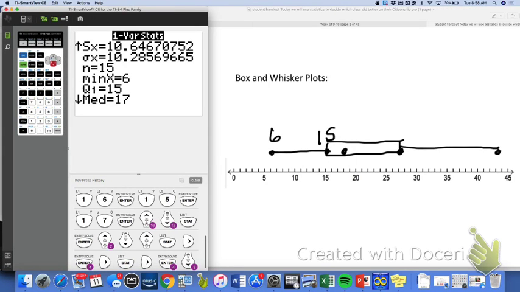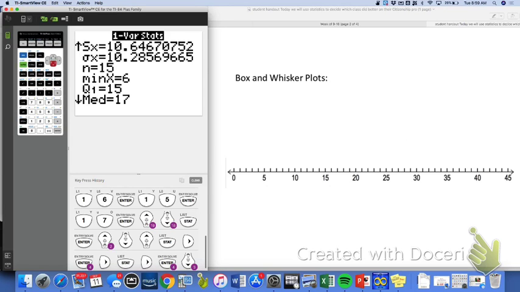Okay, so for second period, real quick, let's double check and make sure that all yours look like this. The left side of your box should have a 15. The middle of your box should be a 17. The right side is 26. And then this goes out to 43 and 6. Do we need to know how to get to our L2? Is that our question? Okay.